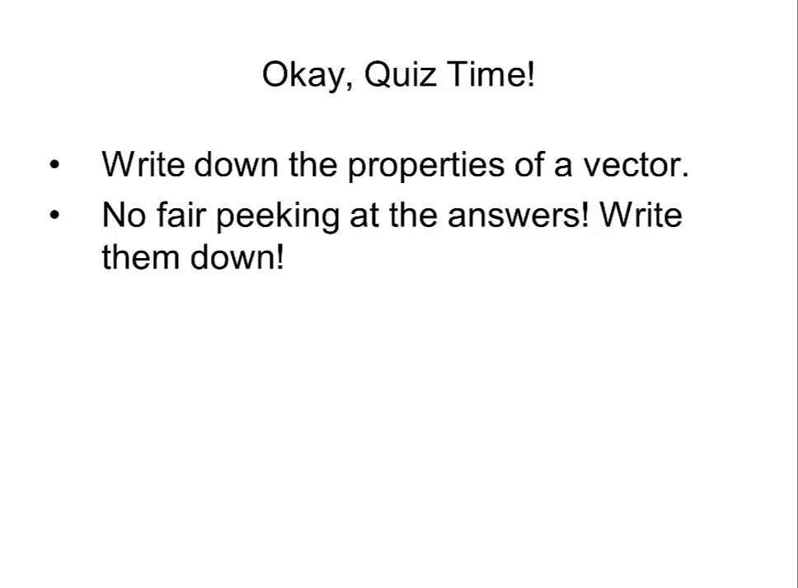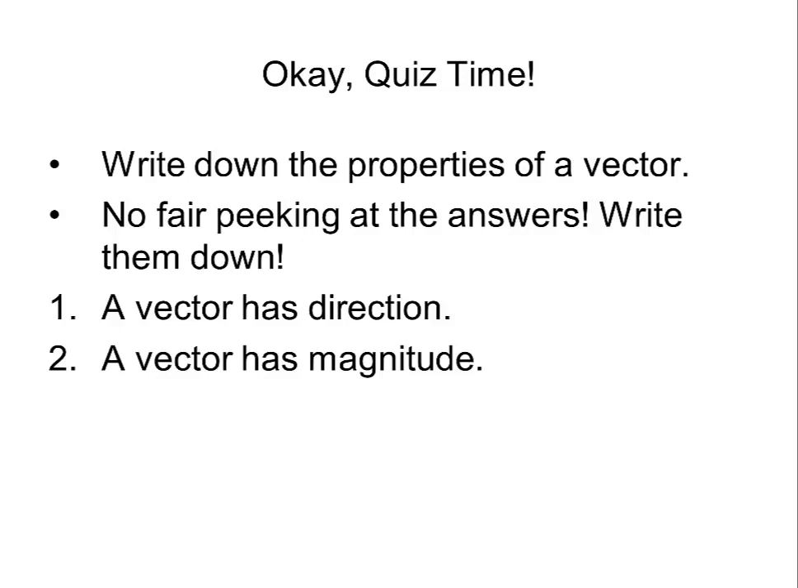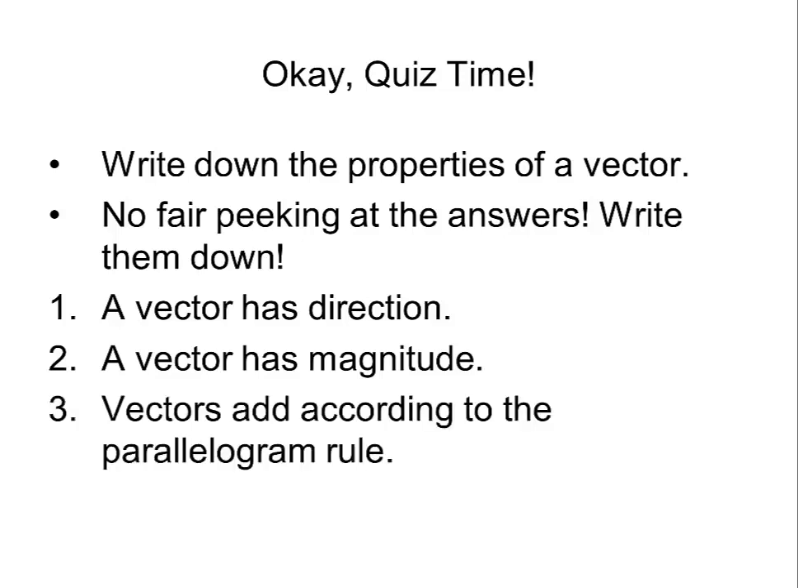Ready? Okay, first property, a vector has a direction. It points towards some direction in space. Second property, a vector has magnitude. Third, vectors add according to the parallelogram rule. Did you get them all?